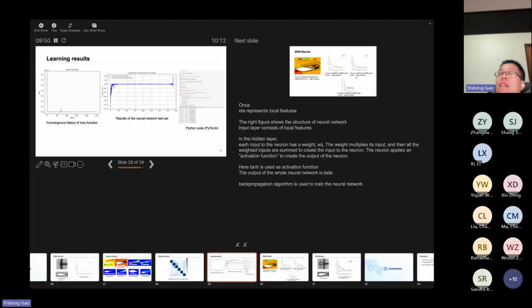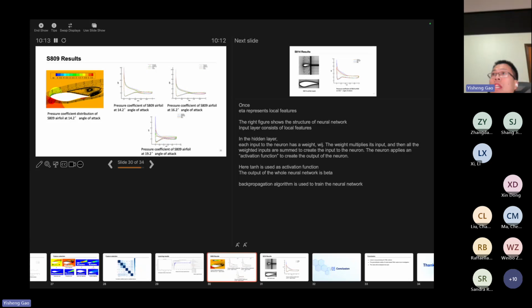Next, we try to learn the data. The left one is the convergence history of the loss function. And the middle one is the result of a test set. And the right one is our Python code based on PyTorch.